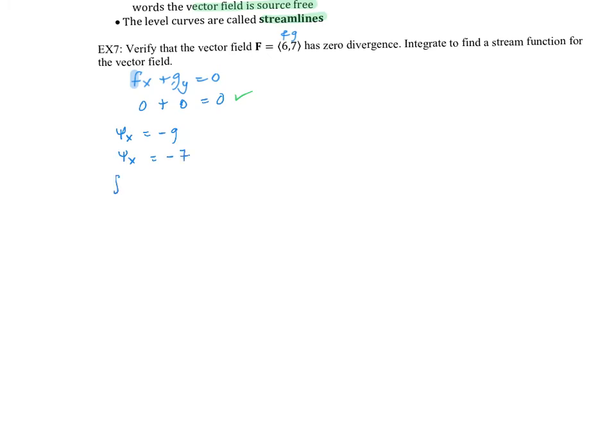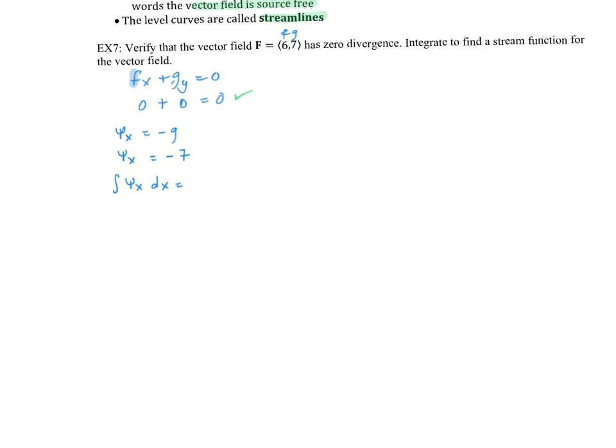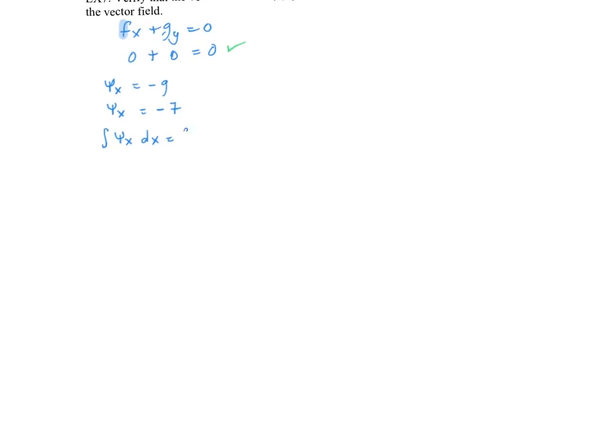So if I integrate the partial derivative with respect to x, then I get to my stream function psi. If I integrate both sides of this equation, then on the left-hand side I have psi. Now remember, that's a function with respect to x and y. On the right-hand side I have negative 7x plus a constant.